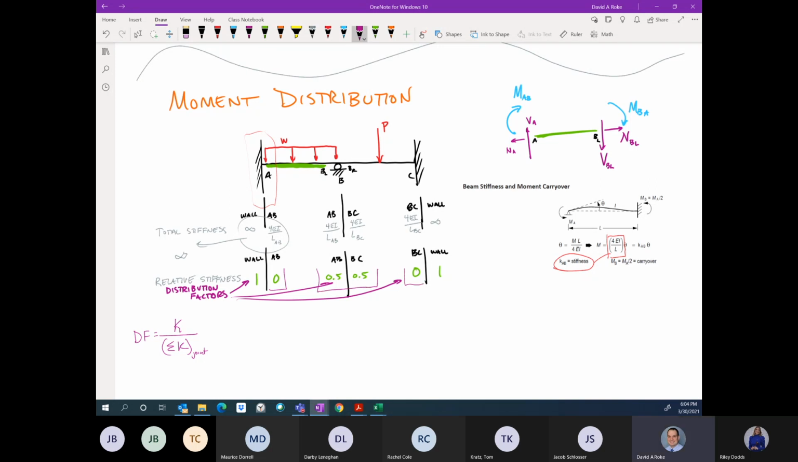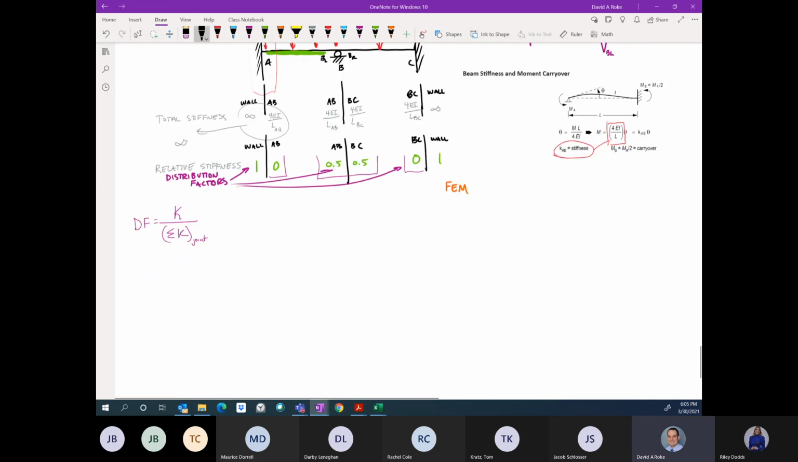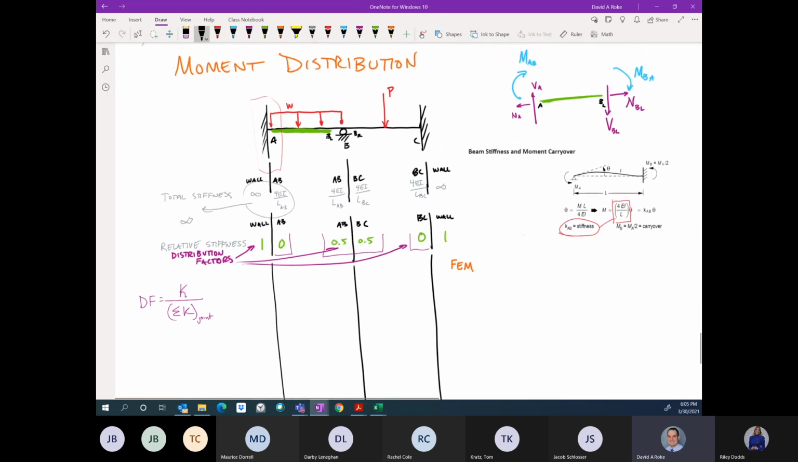And so the process here, now that we've established our distribution factors, is we need to consider what our fixed end moments are. That's the next step in this process. So I'm going to carry these lines down. I'm not going to go through the whole thing. I'm just going to get the ball rolling here to demonstrate how this works.